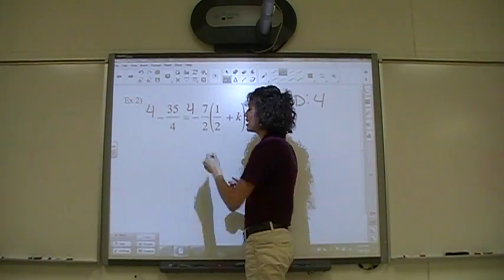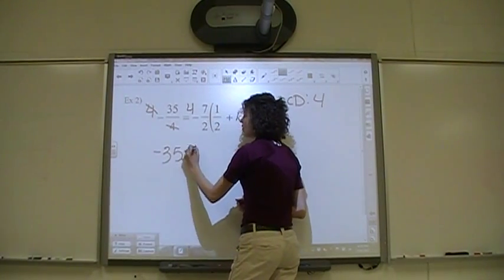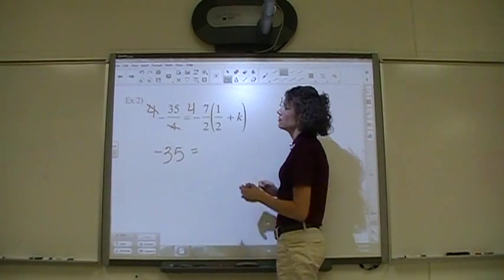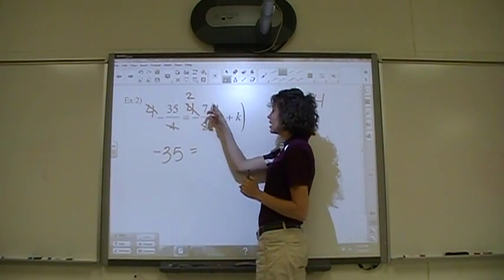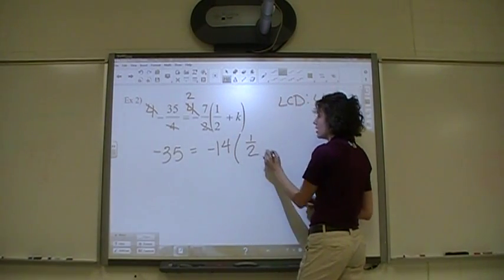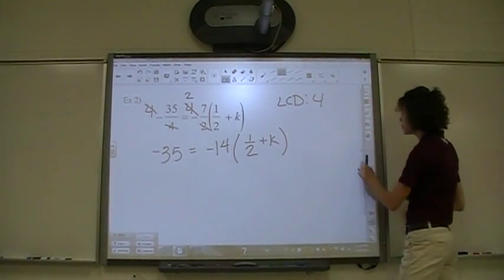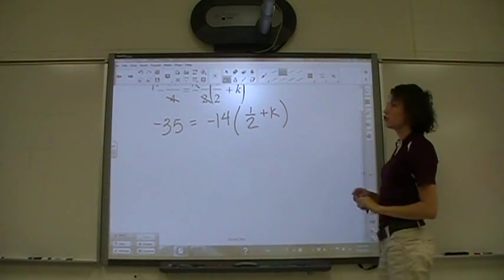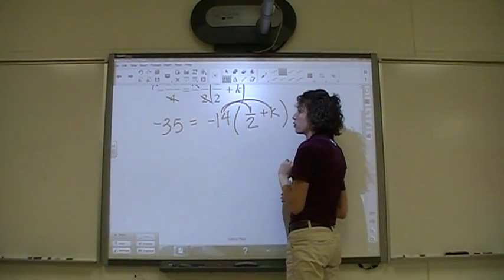In the first one, it's nice because both of my 4's cancel, and you have negative 35 left over. Then, in that second fraction, 2 and 4 cancel to leave me with 2. 2 times negative 7 gives me negative 14, and in parentheses, you have the same thing, 1/2 plus k. Now, I know you still have a fraction there, but I'm going to show you how we're going to get rid of it. So you want to distribute your negative 14.